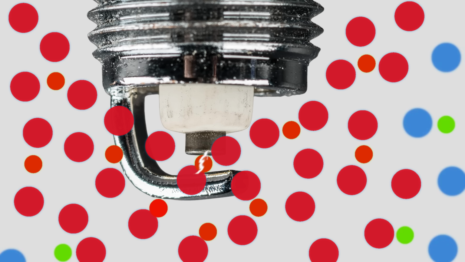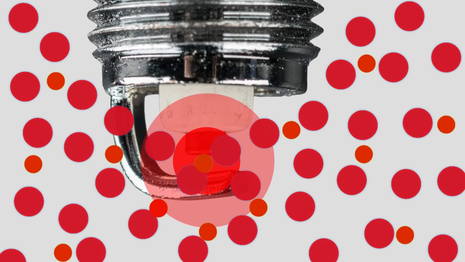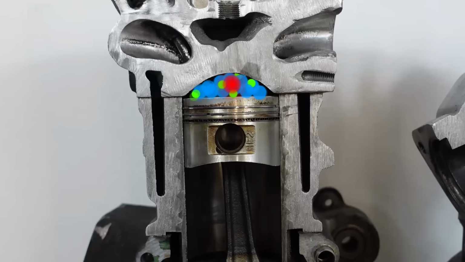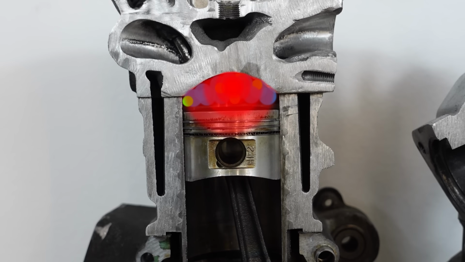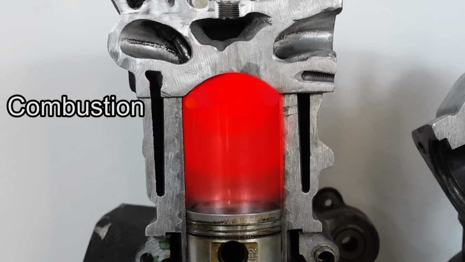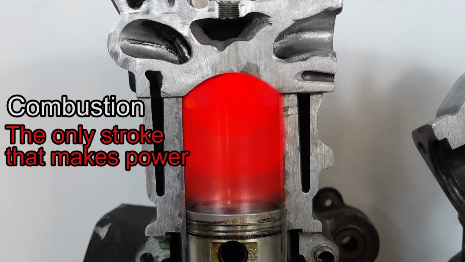is burned. As the combustion flame front spreads, it rapidly raises the temperature and pressure inside the cylinder. Because the cylinder is sealed, this pressure has nowhere else to go, so it ends up pushing the piston down the cylinder with great strength. This is our combustion stroke. And of the 4 strokes, this is the only one that actually generates power. And it does so by converting the energy released by combustion into motion of the piston, which then turns the crankshaft and ultimately the wheels.